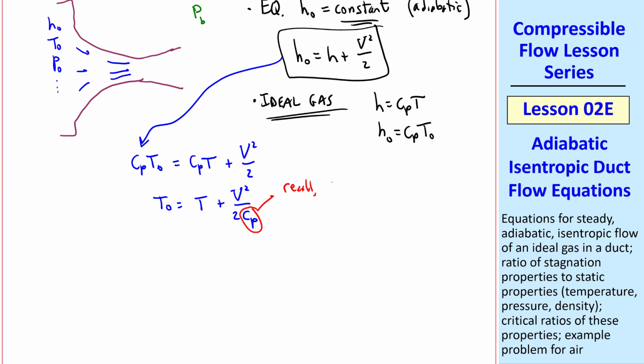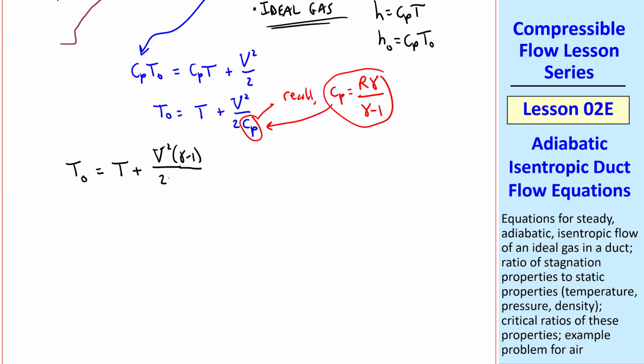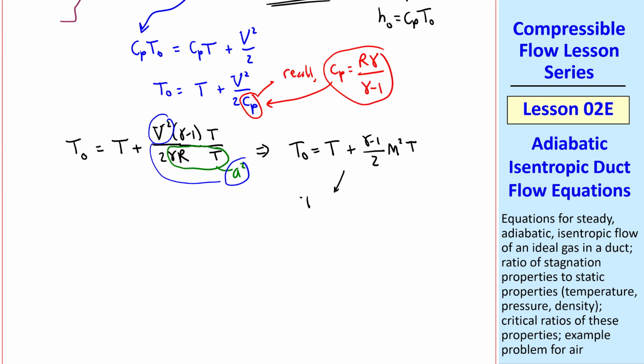But recall for an ideal gas, Cp is R gamma over gamma minus 1. Plugging this in here, we have T0 equals T plus V squared times gamma minus 1 over 2 gamma R. And I'll do a little trick here, multiplying and dividing by T, so that we recognize gamma RT as a squared. And this V squared combined with this a squared gives us Mach number squared. Thus, T0 is equal to T plus gamma minus 1 over 2 M squared T, or finally dividing by T, T0 over T is 1 plus gamma minus 1 over 2 M squared.